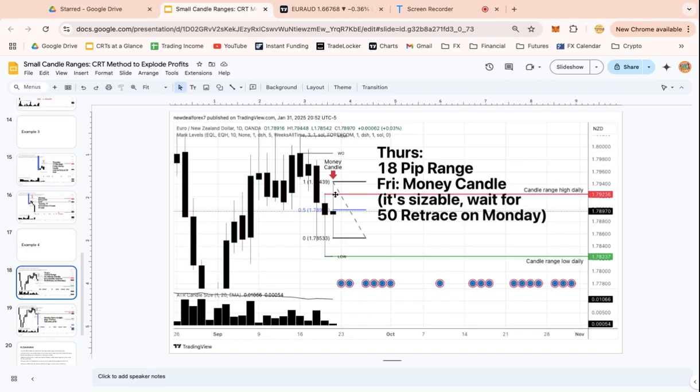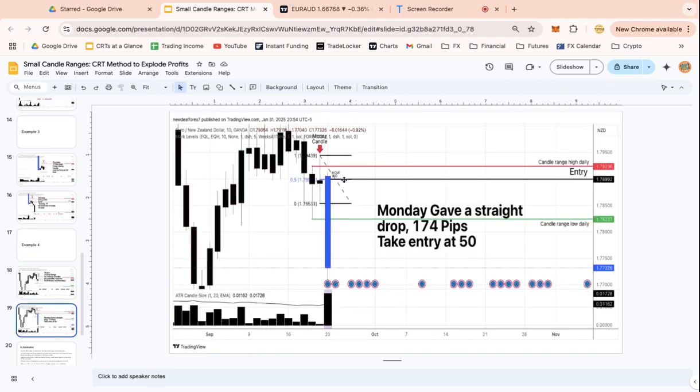Because it's so far from the top of the range, we want to wait for a retrace. Okay, for it to get near the 50% range of the money candle, and then we look to take our entry. All right, so here's Monday. This big blue candle is Monday. See how price went slightly above the 50% level on that day, and then tanked, and it tanked 174 pips.